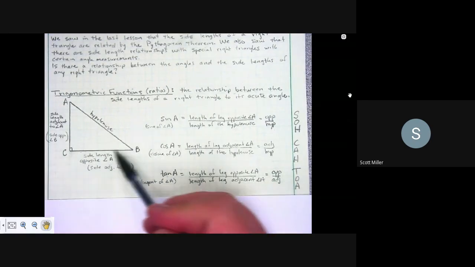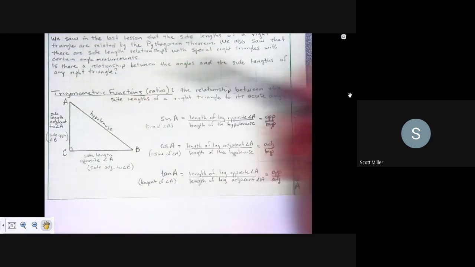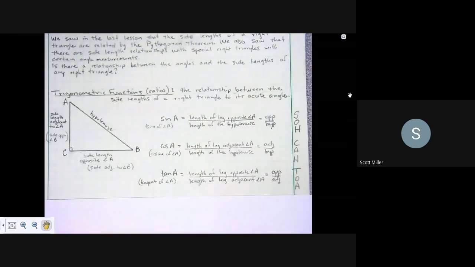But from angle B, those switch roles. From angle B, this is the side that is adjacent to angle B. And this would be the side that is opposite to angle B. Okay, so you have to keep that in mind as you're doing this.